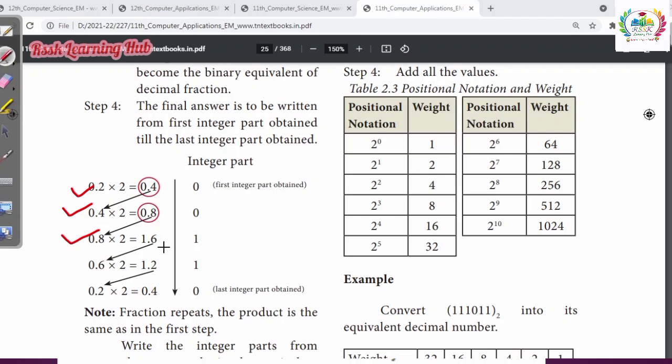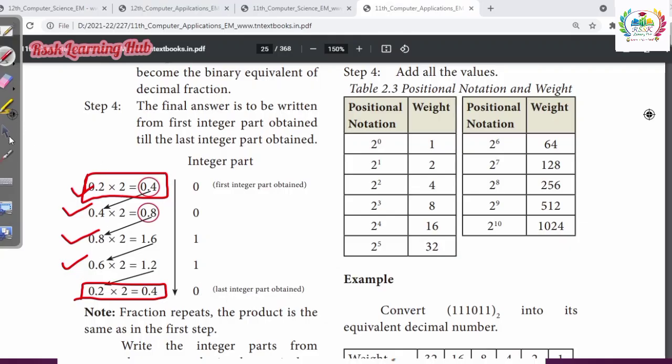0.1 will be gone here, so it will become 0. 0.6 into 2 is 1.2, 1 will go here, so 0.2. So 0.2 into 2 is 0.4. This is the value that already exists, no? So this part exists already. So up to this you have to stop. So write the integral part 0.